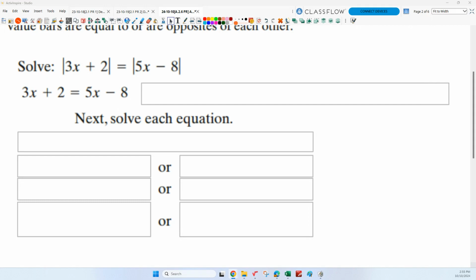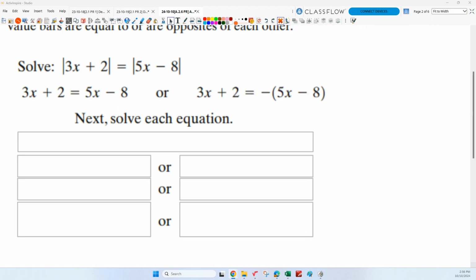That's one possibility. What if, though, 3x plus 2 is equal to the opposite of 5x minus 8? It's still going to work, because if one of them is negative and one is positive, the absolute value bars are going to make the negative one positive anyway. And so the other case we would consider is if what's inside the absolute value on the left is equal to the opposite, the negative of what's inside the absolute value on the right.